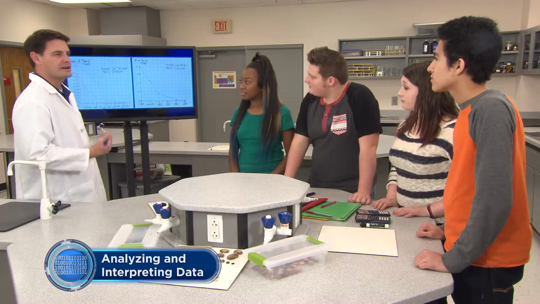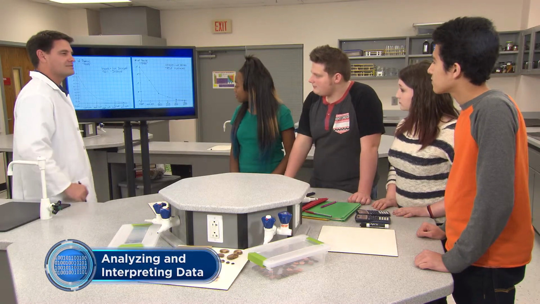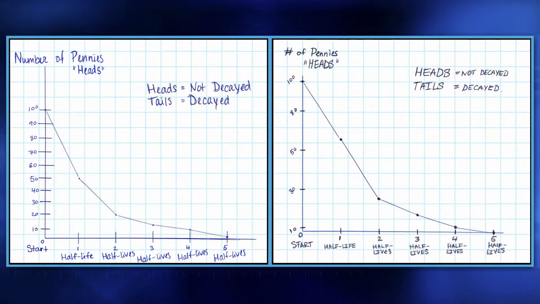I've put both of your graphs up on the monitor. Let's analyze them. Can anyone tell me what you notice when you look at the shapes of the graphs? Both of the graphs have pretty much the same shapes. There's only a little difference between them. It seems like the number of pennies was cut roughly in half every half-life. So I guess that's where the name half-life must come from.